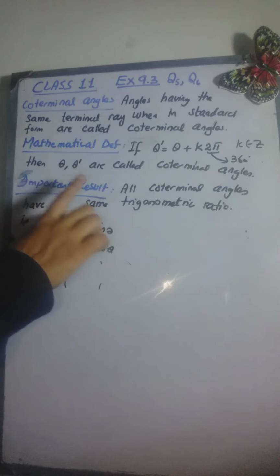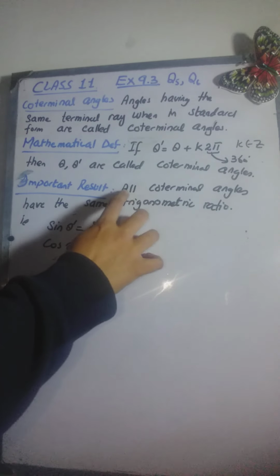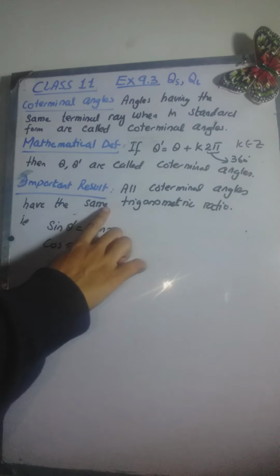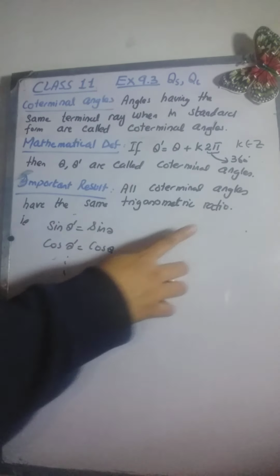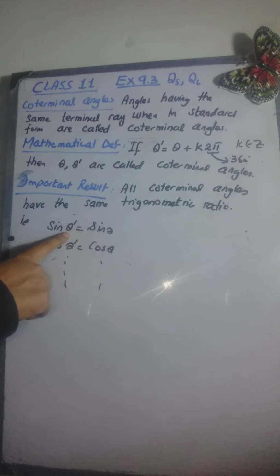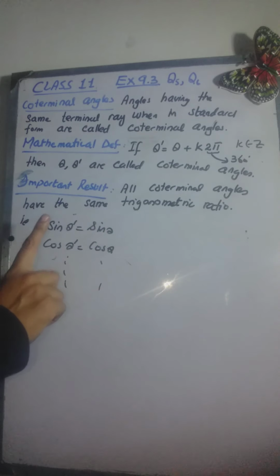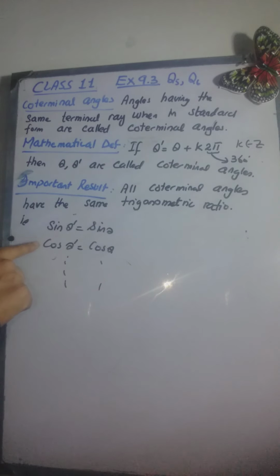The important result which coterminal angles give us is that all coterminal angles have the same trigonometric ratios. So if you know the trigonometric ratios of theta, you can find the trigonometric ratios of theta dash with the help of the trigonometric ratios of theta. If theta and theta dash are coterminal, then they will have the same sine, the same cosine, similarly the same tangent, cotangent, and so on.